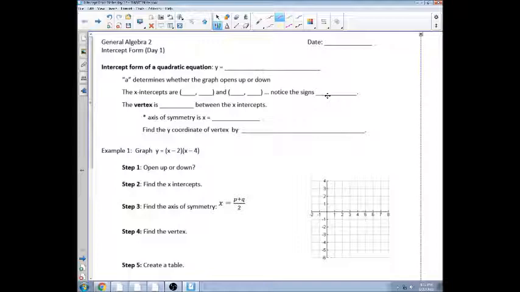So intercept form of quadratic, the equation is going to be a times x minus p times x minus q. Okay? Remember that a, p, and q are just going to be placeholders for numbers. As you can see in example 1, our 2 would be our p and our 4 would be our q. Okay? A determines whether the graph opens up or down. If a is positive, the graph will open up. If a is negative, the graph will open down.